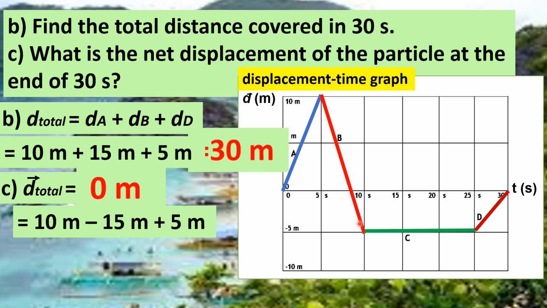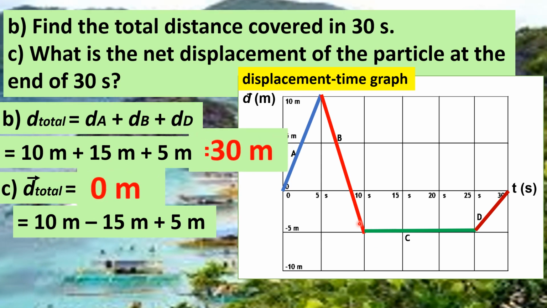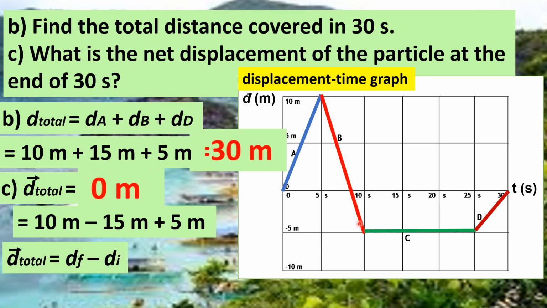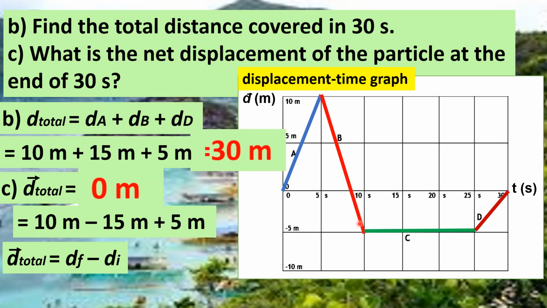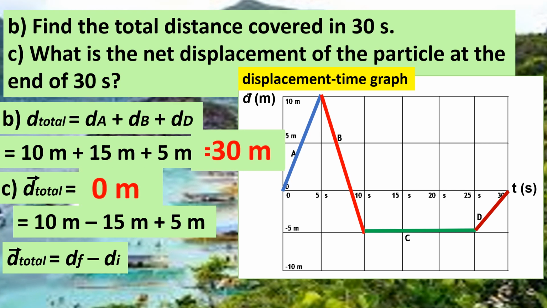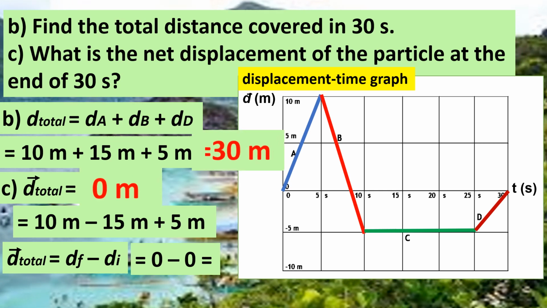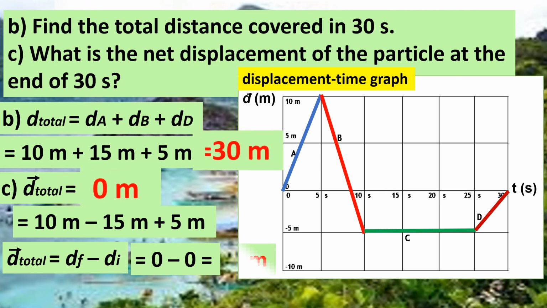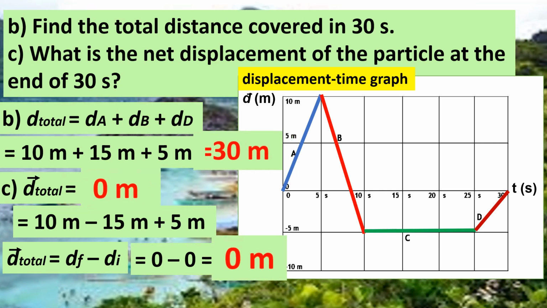We can also apply the shortcut formula for determining net displacement, which by definition is just equal to the final position, df, minus the initial position, di. The final position, that's exactly at 30 seconds, is of course 0, and the initial position at time equals 0 is also equal to 0. Therefore, our total displacement is 0, right? And it agrees with the first answer.